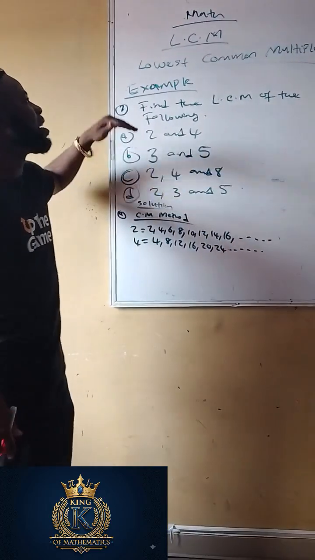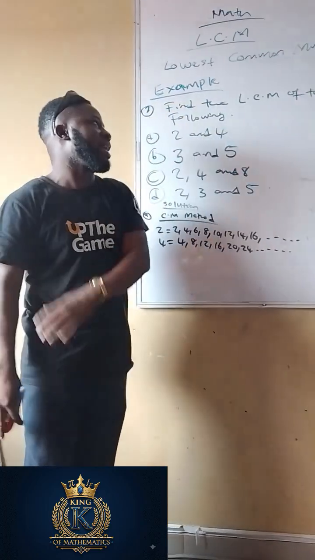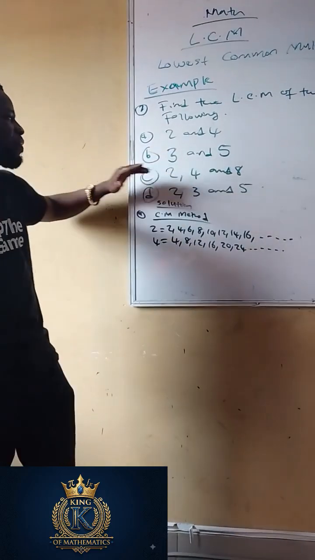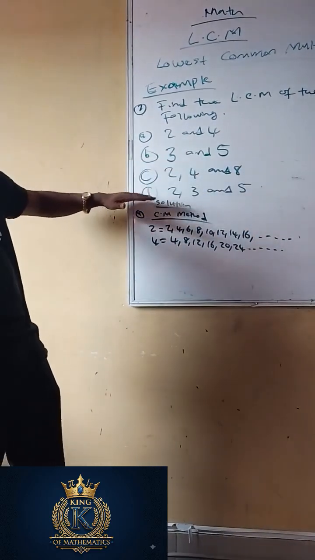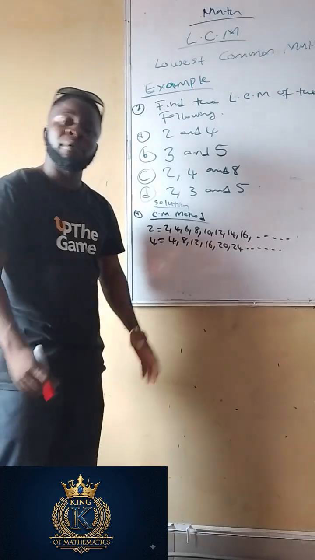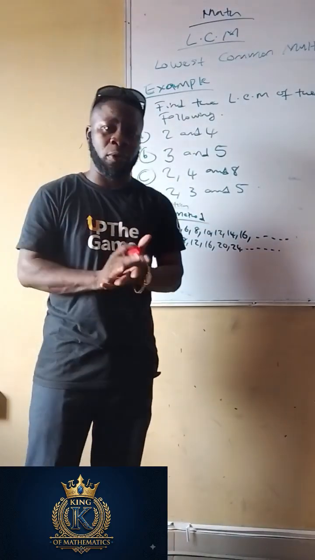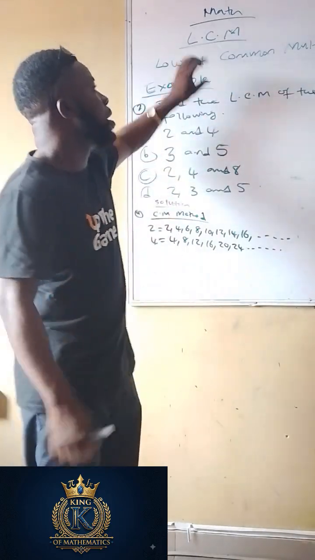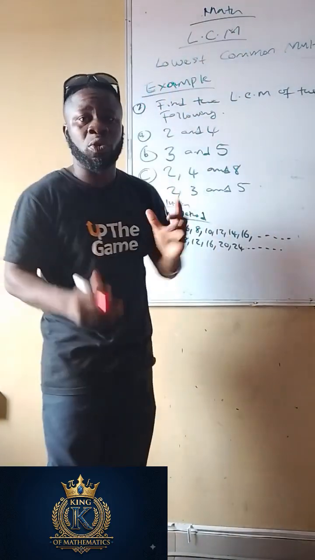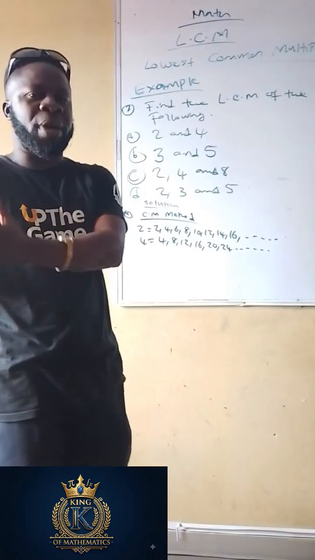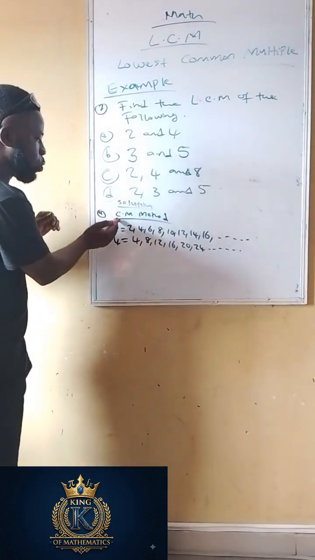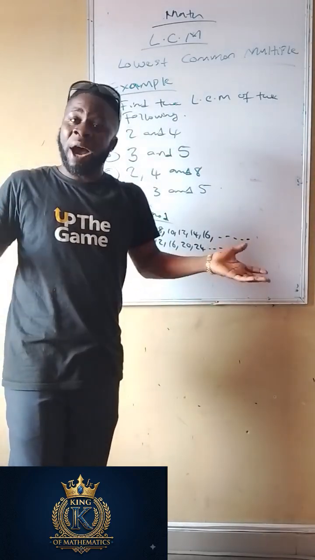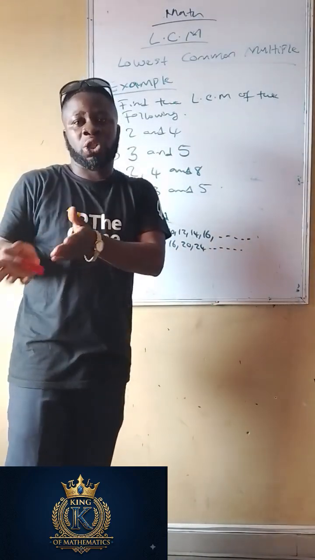Okay, back to class. It says find the L.C.M of the following: A, 2 and 4. B, 3 and 5. C, 2, 4, 8. D, 2, 3 and 5. You should know that we have different methods. Majorly we have two methods. The first one is the common multiple method, and we'll be using that first. But the fact is, most learners don't like it. Why? Because it seems stressful.